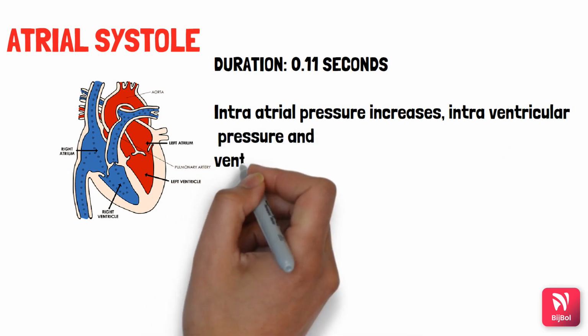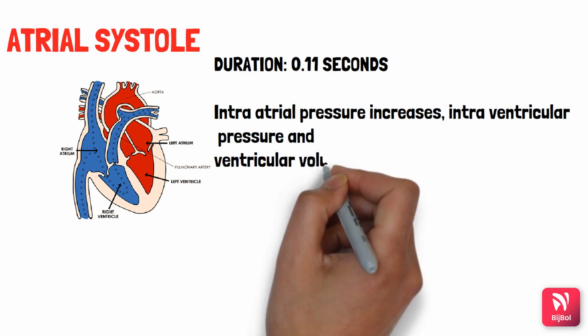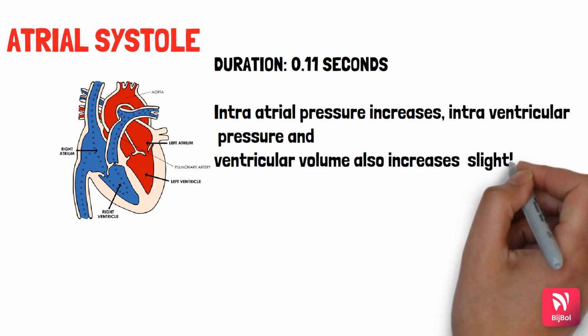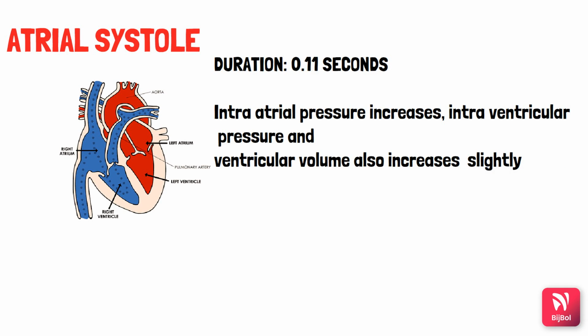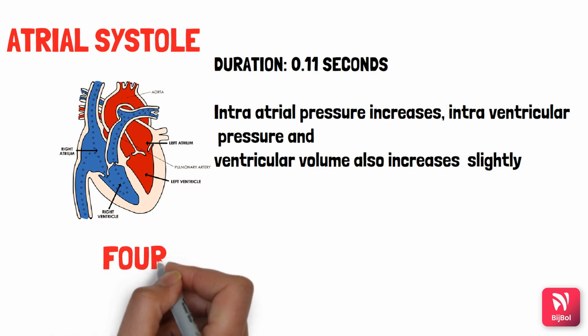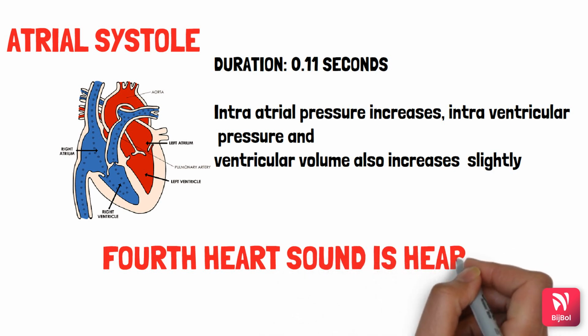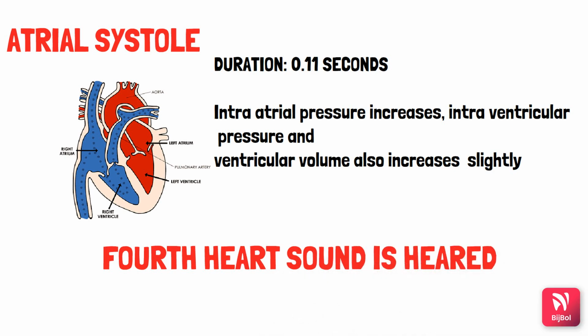The intra-atrial pressure increases, intraventricular pressure and ventricular volume also increase, but slightly, because only 10% of the blood is allowed to flow into the ventricles, right? So the ventricular pressure is less. Now, fourth heart sound is heard during the contraction of atrial musculature. This is the first heart sound heard during the cardiac cycle.